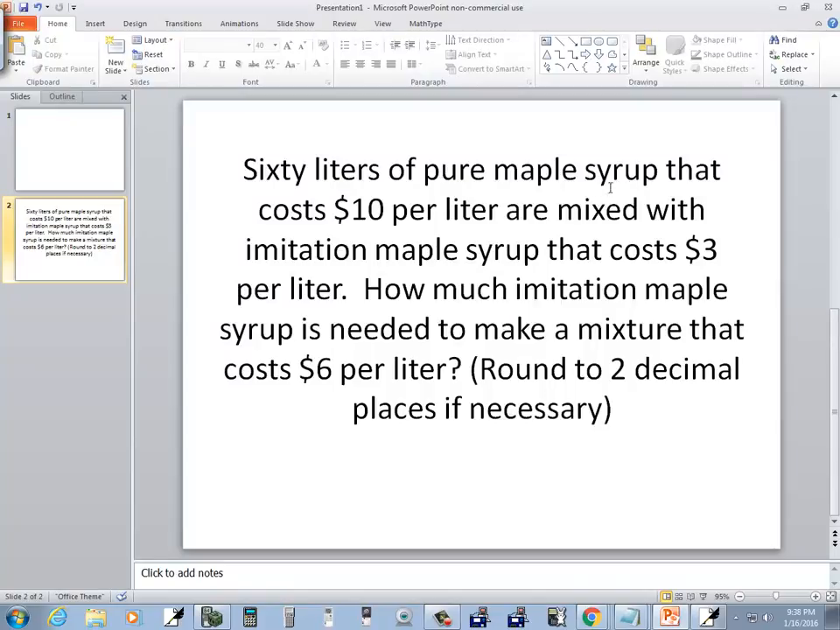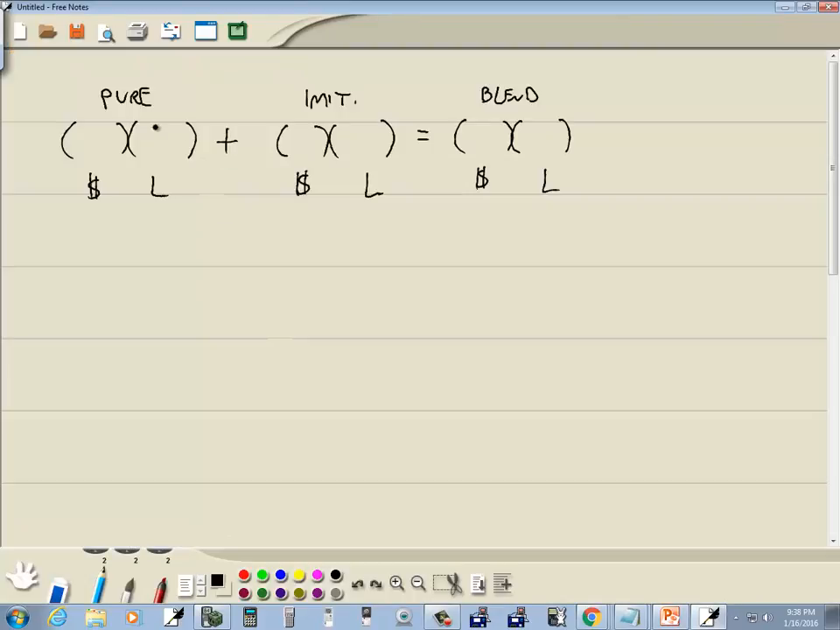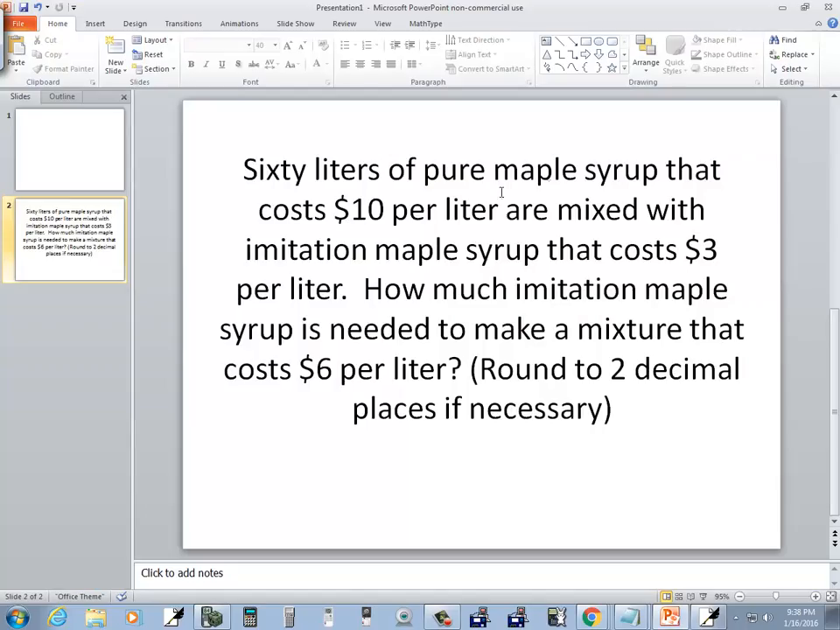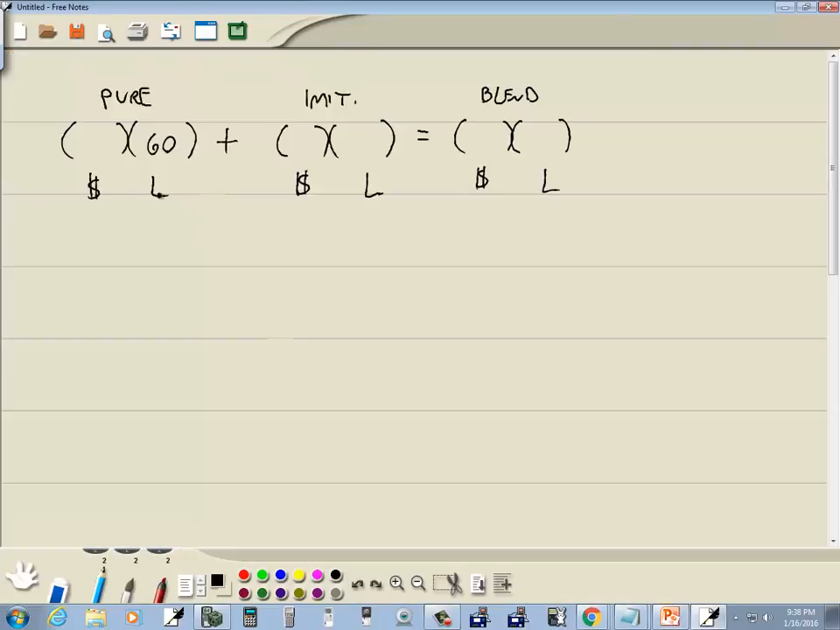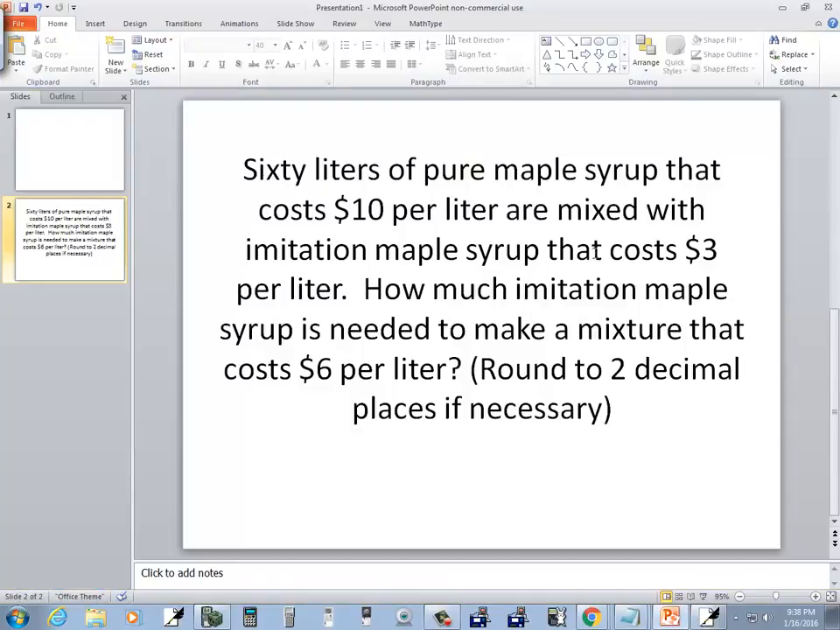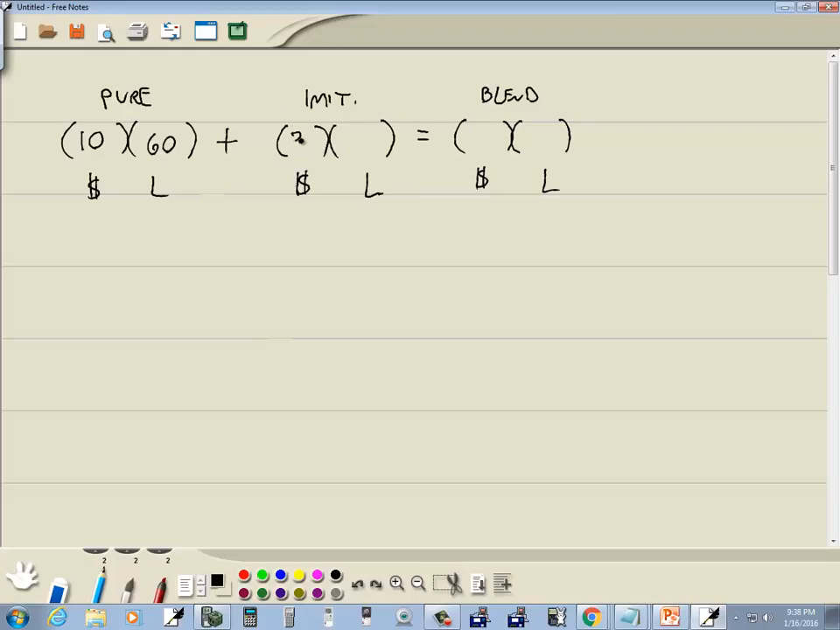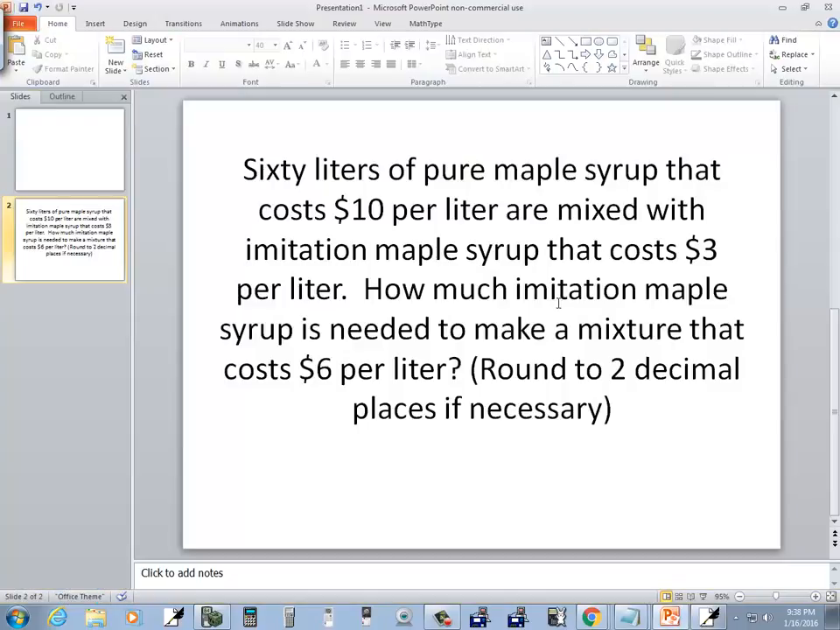60 liters of pure. So we've got 60 liters of pure. It costs $10 per liter. So it'll be $10. Mixed with imitation, that costs $3 per liter. So that's $3. How much imitation syrup is needed to make a mixture that costs $6 per liter?